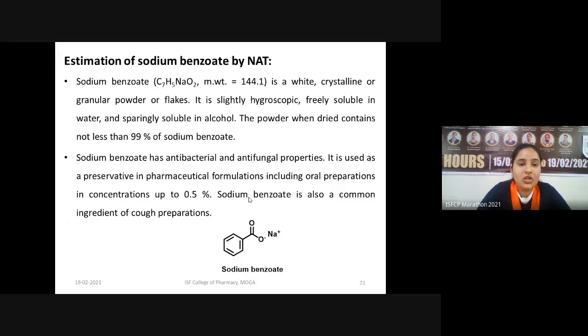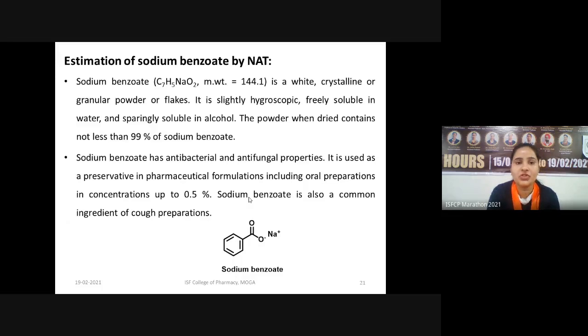Sodium benzoate has antibacterial and antifungal properties, and it is therefore used. It is also used as a preservative in the pharmaceutical formulations, including oral preparations. Its concentration as a preservative in the pharmaceutical formulations is up to 0.5%. Sodium benzoate is also a common ingredient of cough preparations. So sodium benzoate is also used as a common ingredient in the cough preparations.